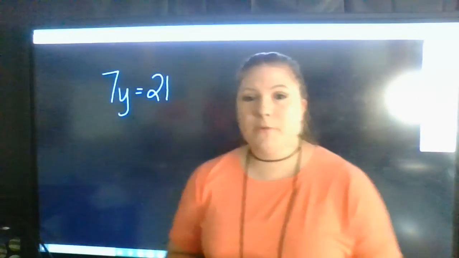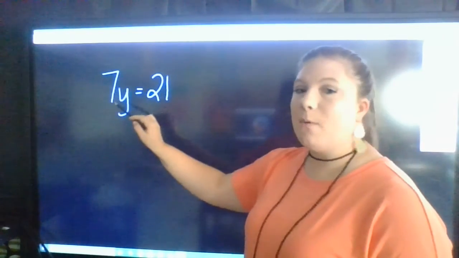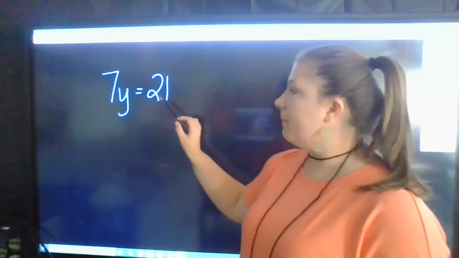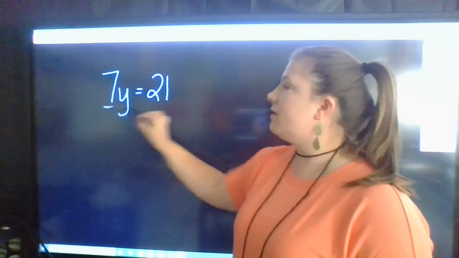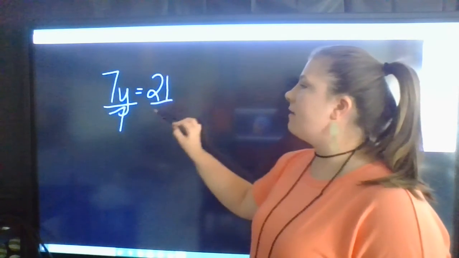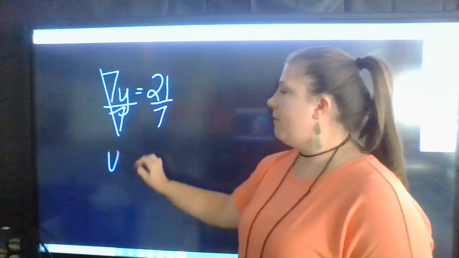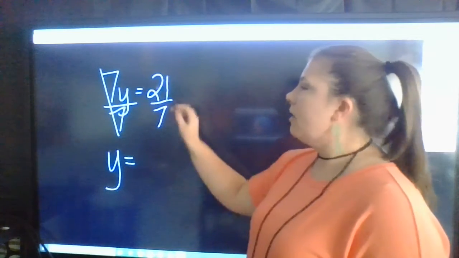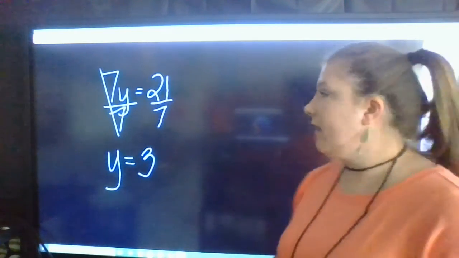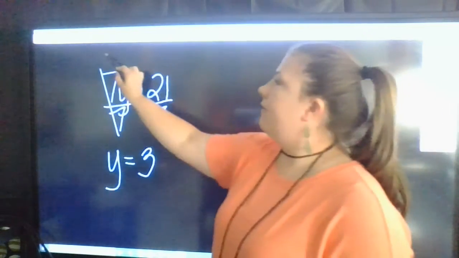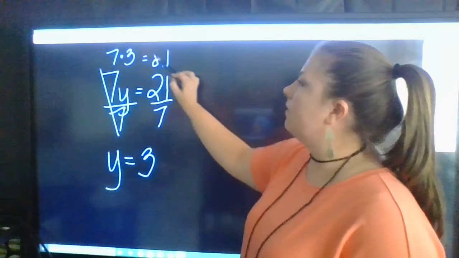All right, let's look at another multiplication example. 7y, 7 multiplied by y equals 21. So I need to do the inverse operation of multiplication, which is division. So I'm going to divide both sides by 7. 7's cancel out, carry down my y, bring down my equal sign. 21 divided by 7 is 3. Let's check our work. 7 multiplied by 3 equals 21.